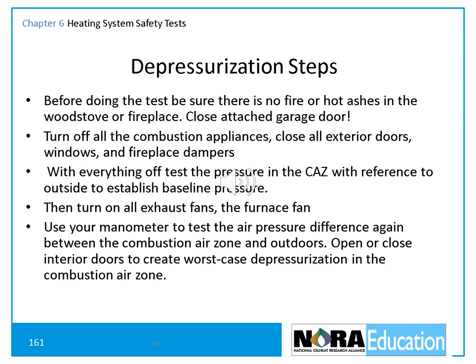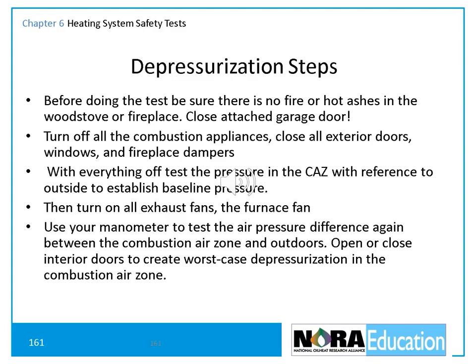Now, with everything off, test the pressure in the combustion air zone with reference to outside to establish what we call a baseline pressure. You can do this by sticking the probe from your manometer, your digital draft gauge, out of the building through a cracked open window in the combustion air zone. If there are no windows in there, you may have to buy a long hose for your tester so that you can take it up the stairs and stick it out through the bottom of the upstairs door or window.